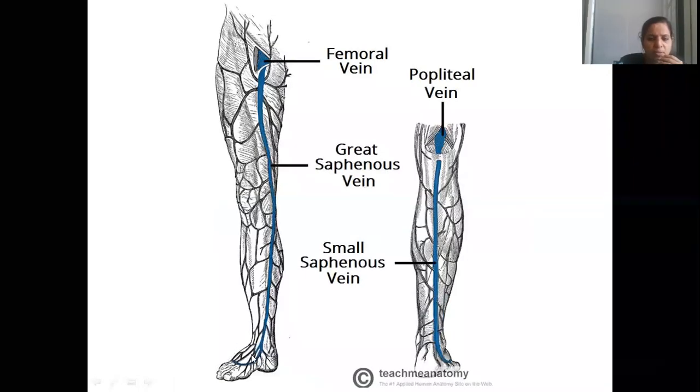What is this round thing you are finding here? Dorsal venous arch. And what is this big vein you are seeing here? Great saphenous. Is it coming from the medial side or lateral side? Medial side. Very good.